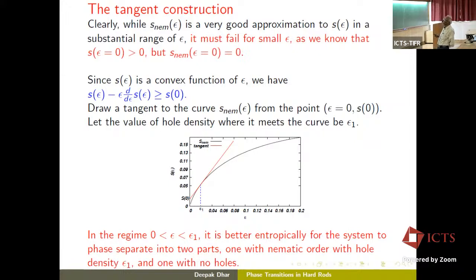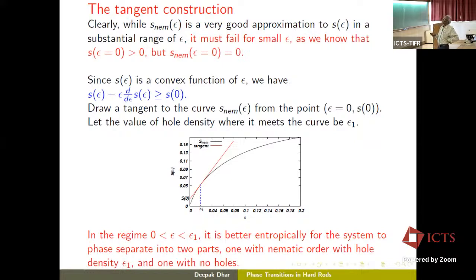So while S nematic epsilon is a good approximation to S epsilon in a substantial range of epsilon, it must fail for small epsilon. At epsilon equal to 0, it must fail because S nematic of epsilon goes to 0 as epsilon goes to 0, because I know that on a line, if the density of holes is small, the entropy is also 0. But S of epsilon is bigger than 0. We just showed that it's log k by k squared, right? So if you take this S nematic epsilon, it looks like this blue curve, but S of 0 is finite. And this curve has to be convex.